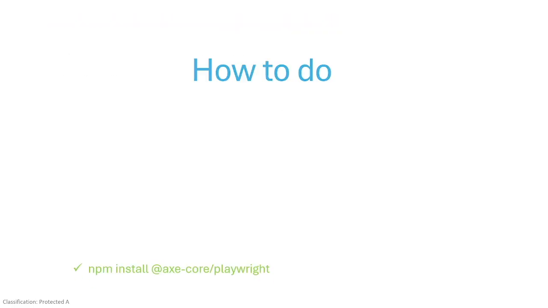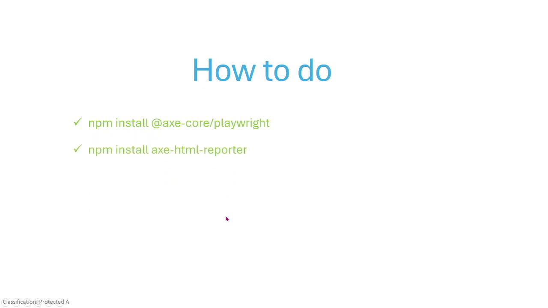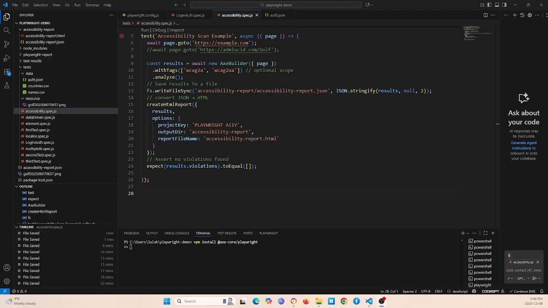How to do it? First, npm install axe-core Playwright. Because we want an HTML report, second, npm install HTML report. I will show you the coding in Visual Studio Code. Okay, let me do the install and coding.